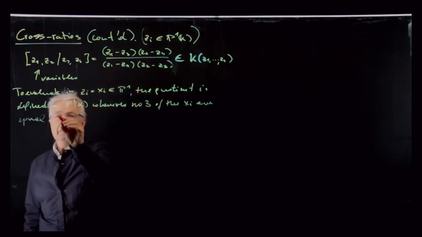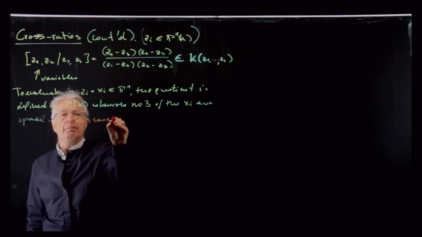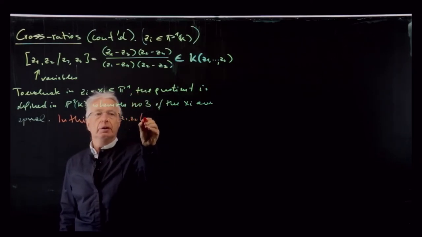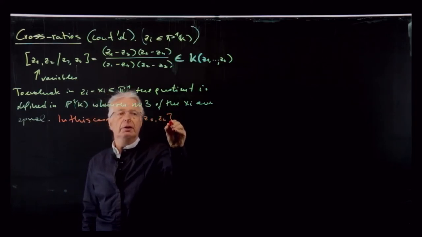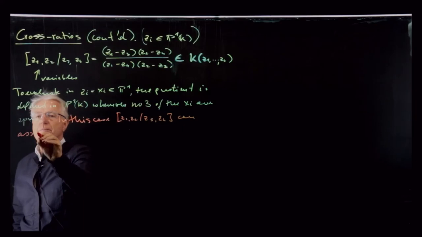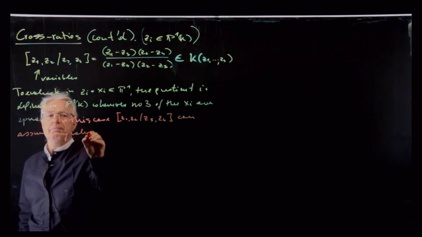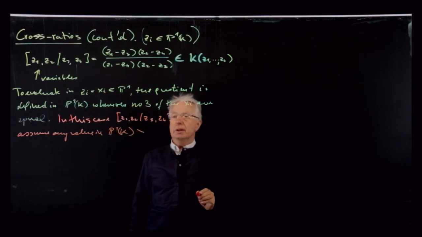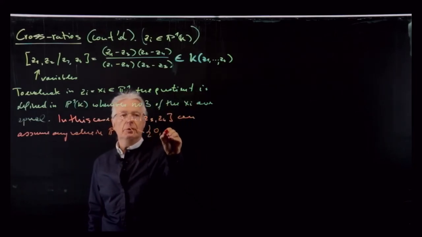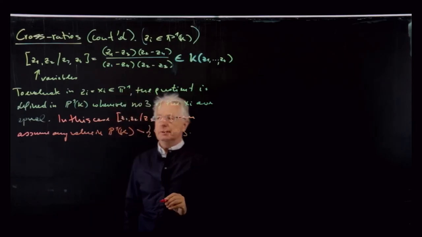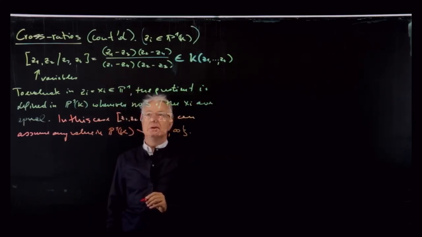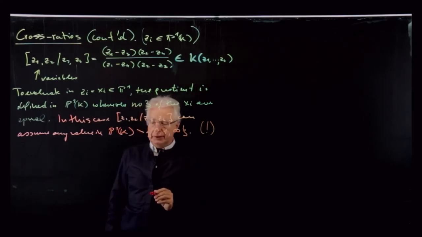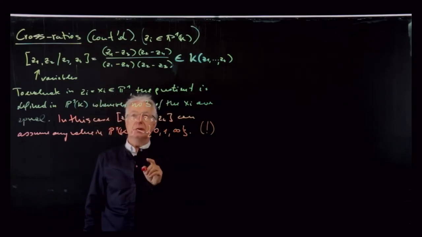Okay. And then in this case, the cross ratio of z1, z2, z3, z4 can assume any value in P1(k) except, now if you work it out, except three special values, 1, 0, and infinity. So this is to check. And we will come back to this condition a little bit later.